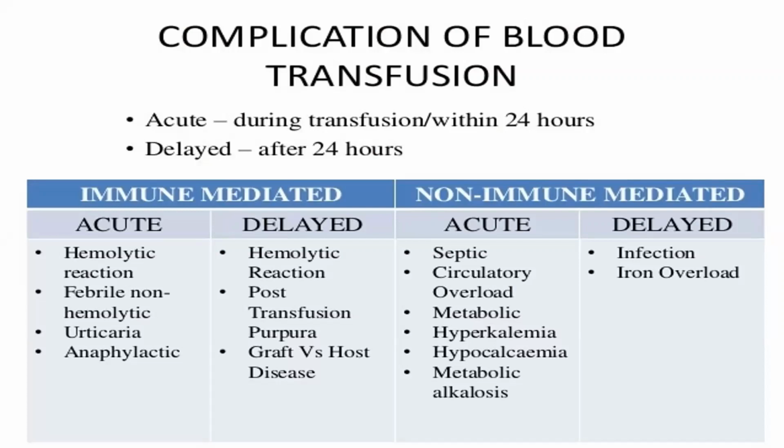Acute immune-mediated reactions are hemolytic reaction, febrile non-hemolytic, urticaria, and anaphylactic. Delayed immune reactions are hemolytic reaction, post-transfusion purpura, and GVHD. Acute non-immune reactions are septic, circulatory overload, hyperkalemia, and hypocalcemia, and delayed non-immune reactions are infection and iron overload.